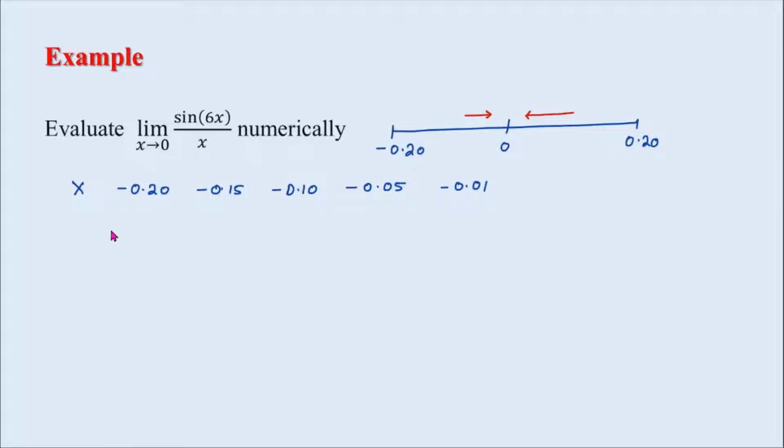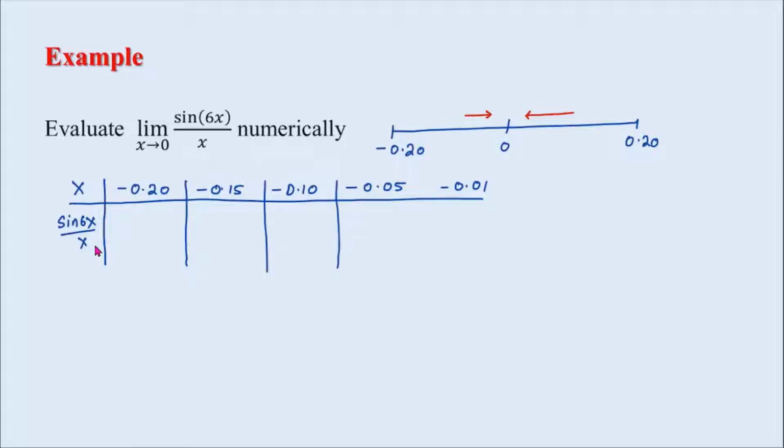And once we have these values set up, what we do is we'll find the value of sine 6x over x, because our function here is sine 6x over x. So now what we have to do is plug in these different values of x into this function. And because we are talking about a trig function here, make sure our calculator is in radian mode when we evaluate this using the calculator.